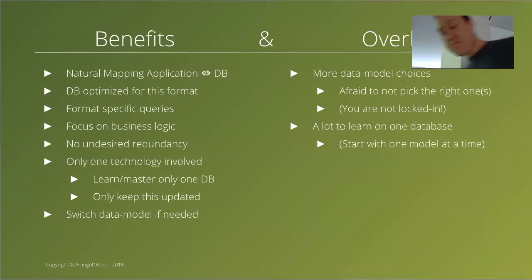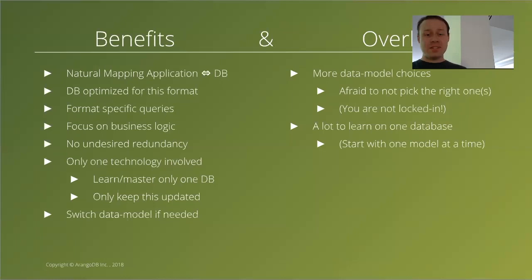Of course, we still have some overhead, or different overhead. First of all, you have more data model choices. So when starting with a new project, you're sitting there wondering which would be the right data model. If we only had this one option, you'd have to squeeze everything into it. But because you can switch the data model later on, that's not that bad. If you start with the wrong or a suboptimal data model, you can switch later if you need to.